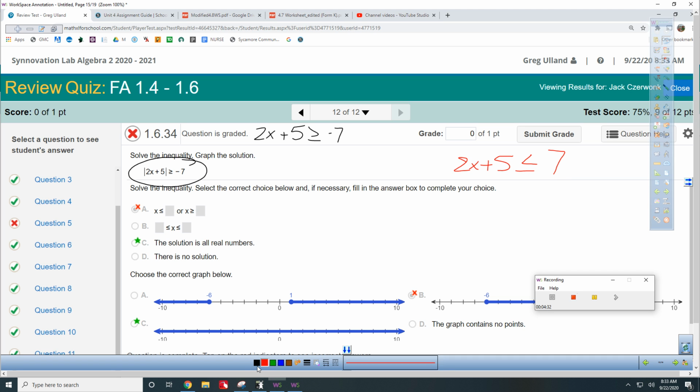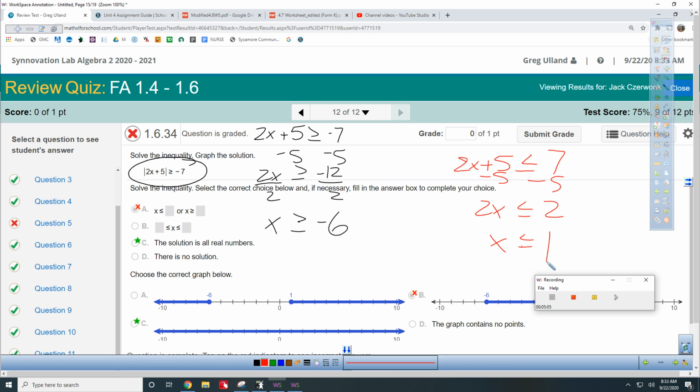So we'll solve the black one first. You get 2x is greater than or equal to negative 12. Divide each side by 2. And you get x is bigger than or equal to negative 6. Solve the red one. Subtract 5. 2x is less than or equal to 2. Divide by 2, x is less than or equal to 1.